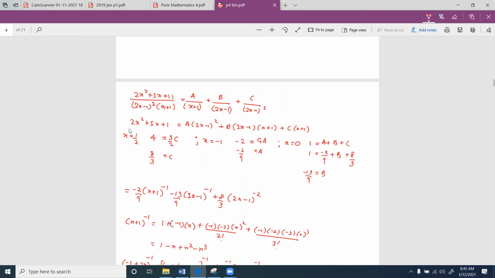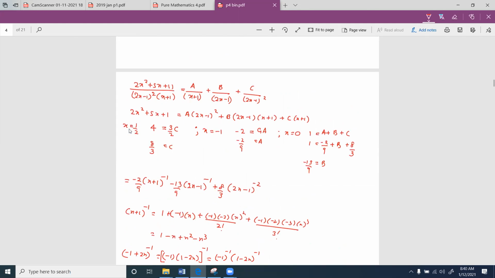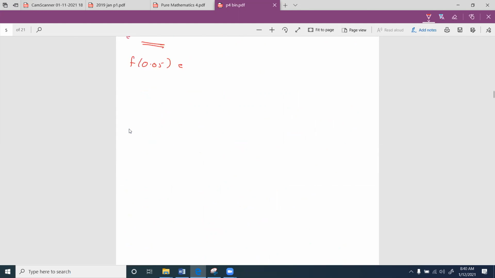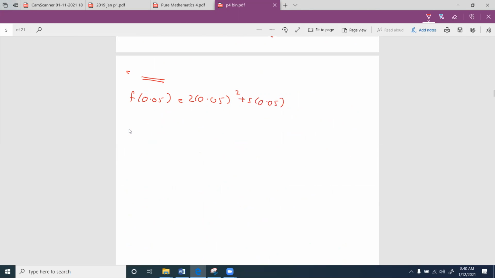So initially, this is the absolute value. The absolute value is if you substitute 0.05 into this function, the right hand side function. Put 0.05 squared plus 5 into 0.05 plus 11, divided by 2 times of 0.05 minus 1 squared, then 0.05 plus 1, then you can get the absolute value. This is the absolute value.